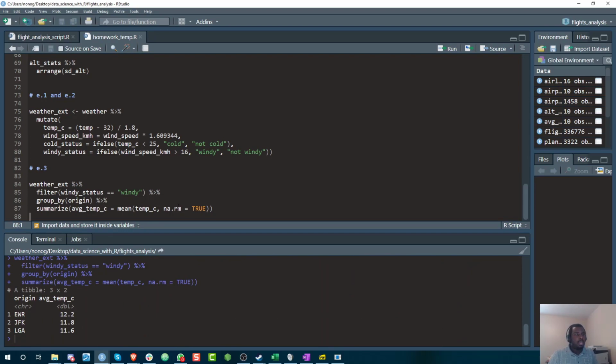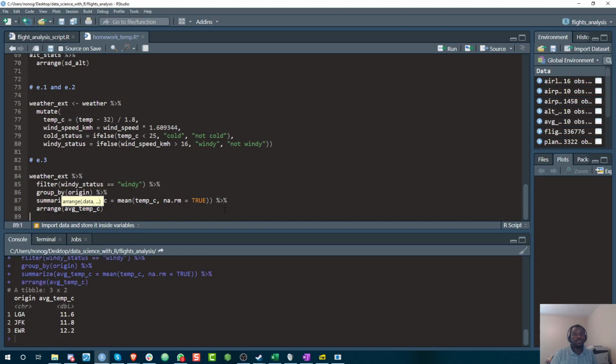Okay, and we were looking for the lowest. There are only 3 values, so I can basically look at it. But if we didn't have only 3 values, then I would need to arrange to have the one that I'm looking for on top, and that would be LaGuardia. Even though, as you can see, the difference between the temperatures is not really big. Okay, so that's it for E3.